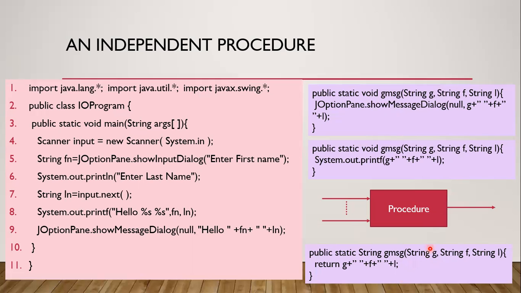Now, here is a right example of doing it. We make a method which accepts 3 inputs and it returns a string type.